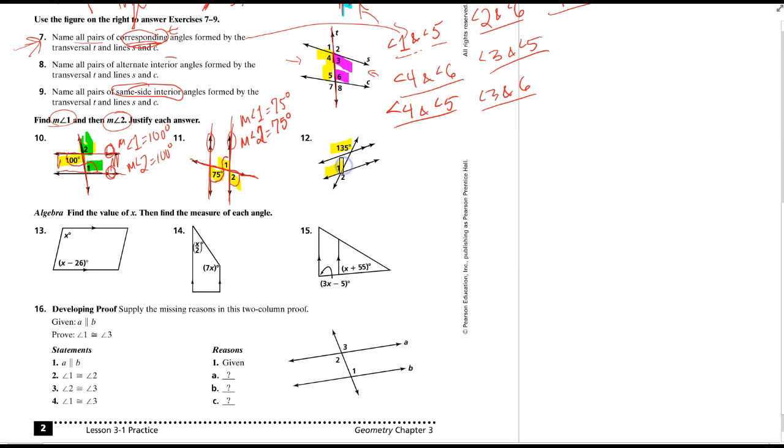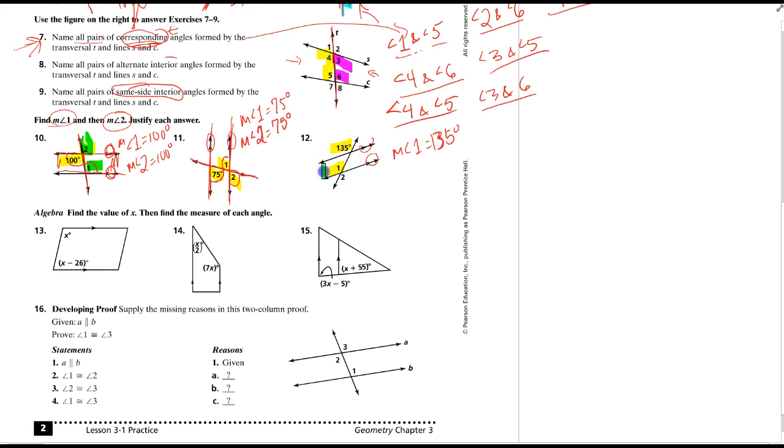135 has what relationship to angle 1? Right, corresponding. Corresponding angles are congruent when the lines are parallel. So measure of angle 1 is 135 degrees.